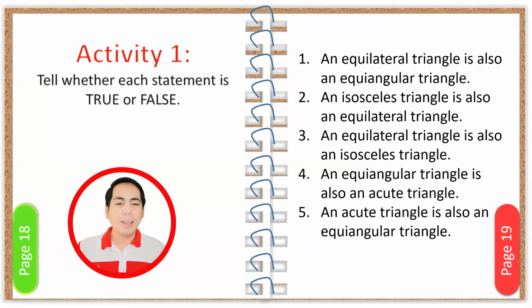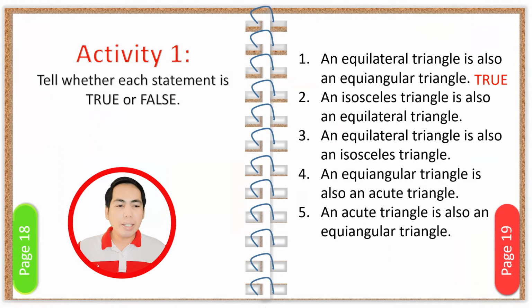Time is up. So let us have number 1. An equilateral triangle is also an equiangular triangle. All equilateral triangles, or triangles in which all the sides are equal in length, are also equiangular triangles, or triangles in which all the three angles measure 60 degrees. So this is true.